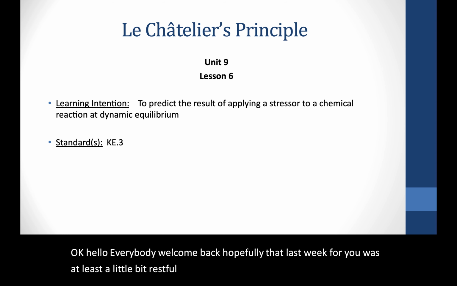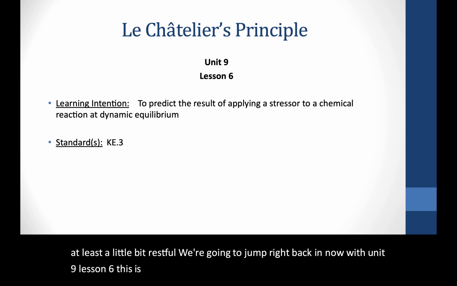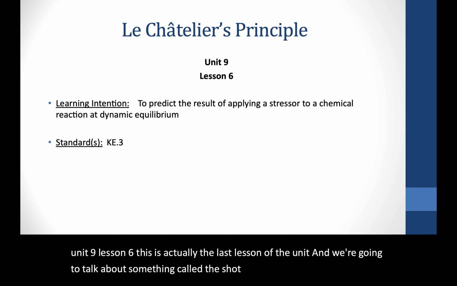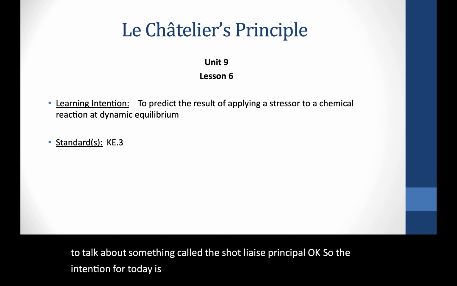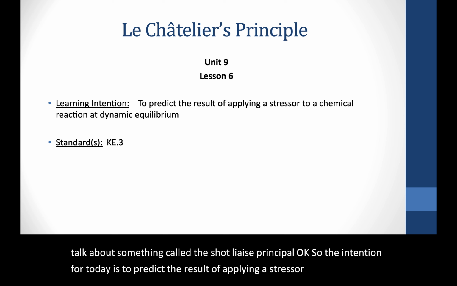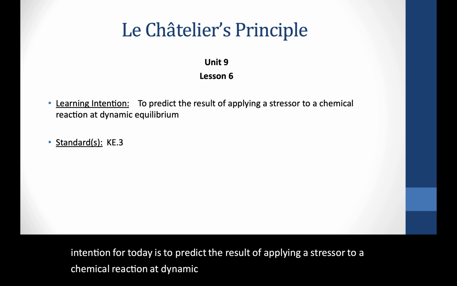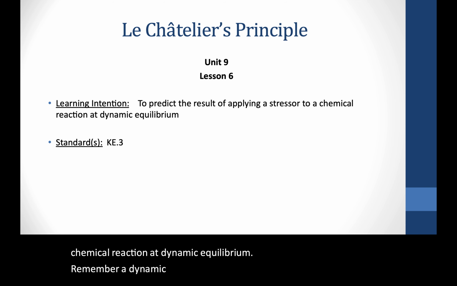We're going to jump right back in now with Unit 9, Lesson 6. This is actually the last lesson of the unit. And we're going to talk about something called Le Chatelier's principle. Okay, so the intention for today is to predict the result of applying a stressor to a chemical reaction at dynamic equilibrium. Okay, remember dynamic equilibrium from the last lesson.